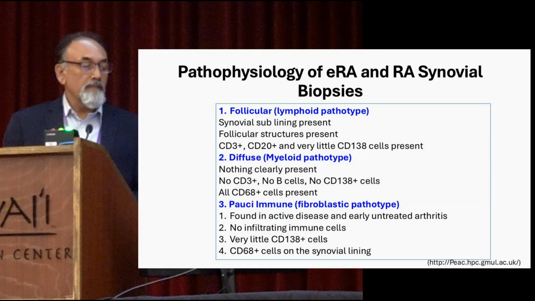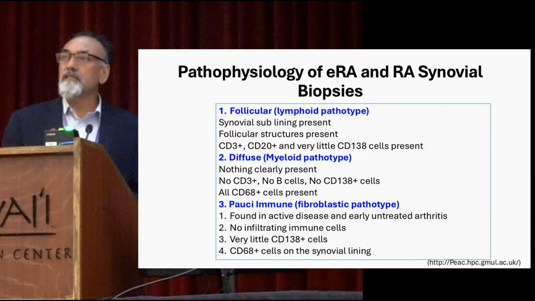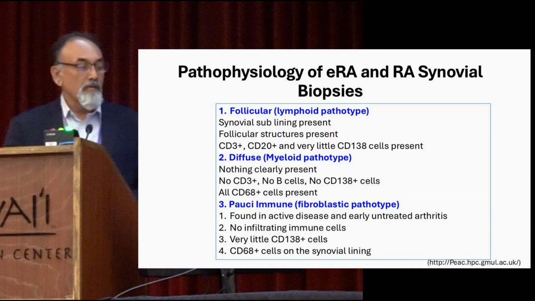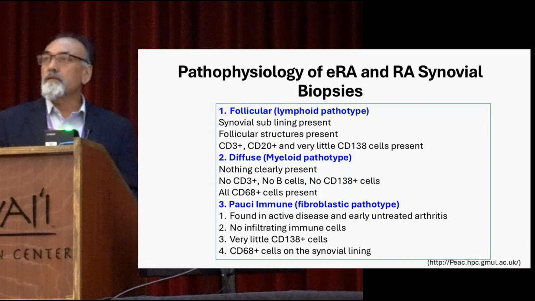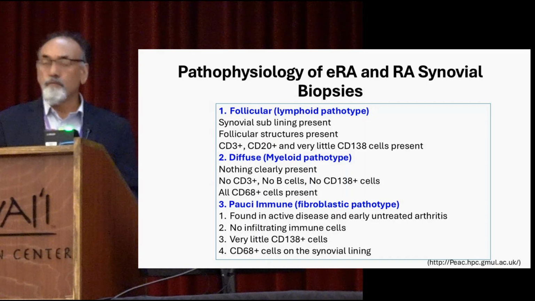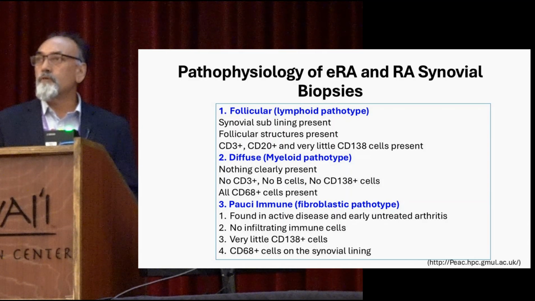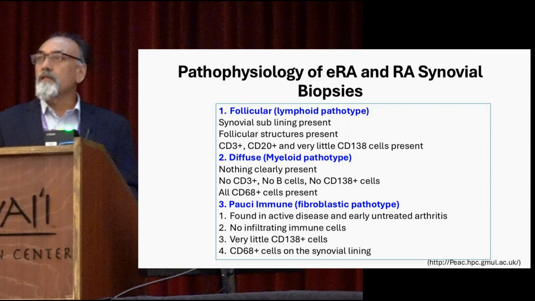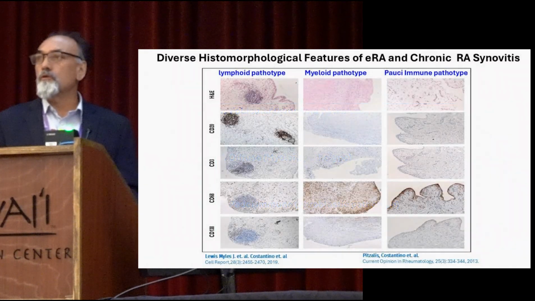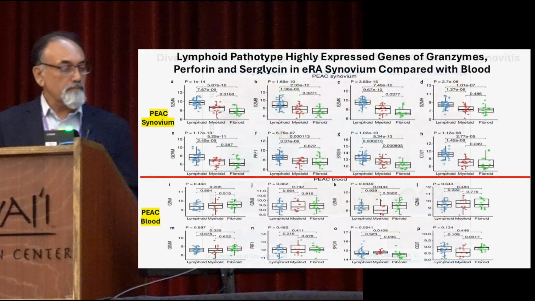Lymphoid pathotypes mainly have CD4 T cells, CD8 T cells, NK cells, and B cells. On the other hand, the myeloid pathotype predominantly has CD68 positive macrophages, both in the synovial lining as well as in the subsynovial lining area. And the last one is called the autoimmune pathotype, or the fibroblastic or fibroid pathotype, which has macrophages only in the synovial lining area and they are absent in the subsynovial lining area. And most of the cells here are fibroblasts.